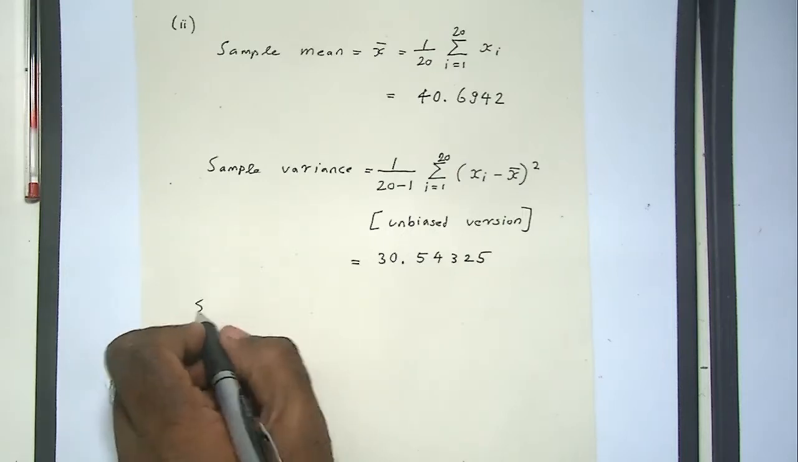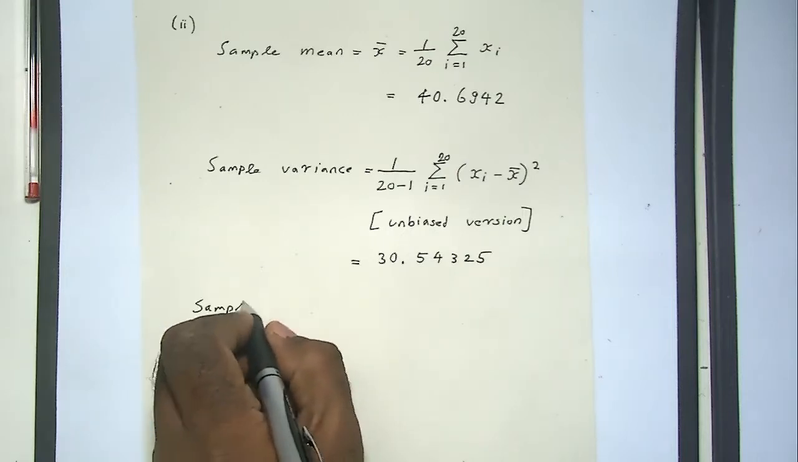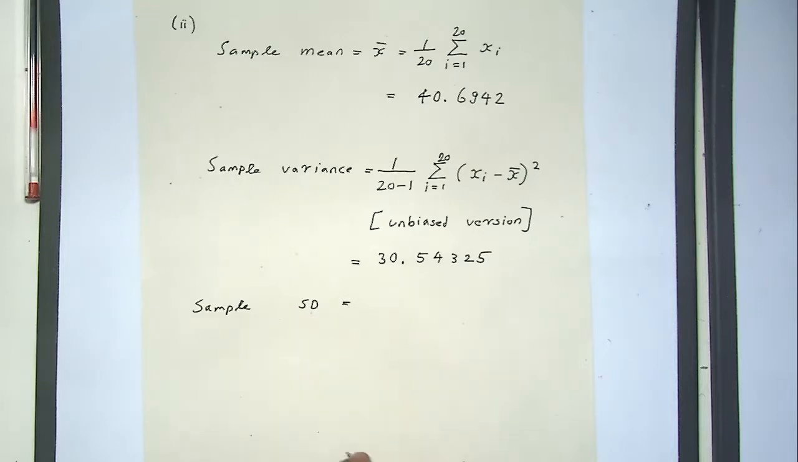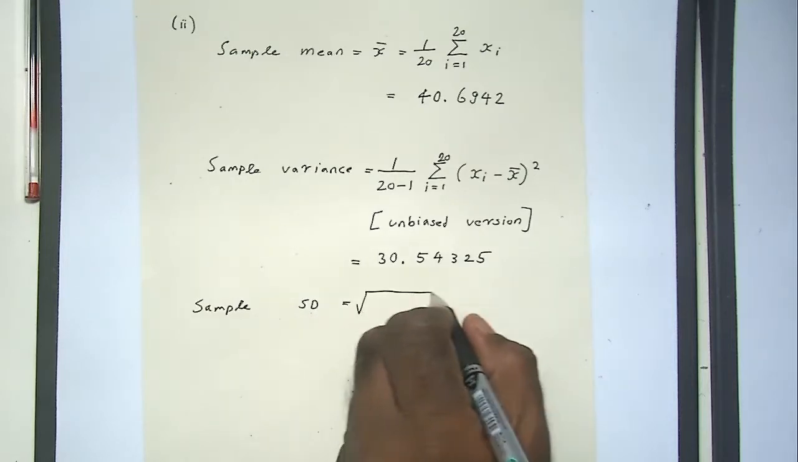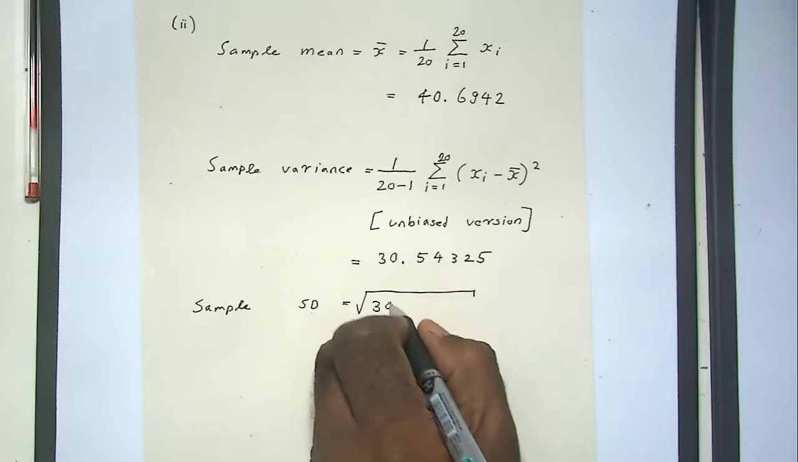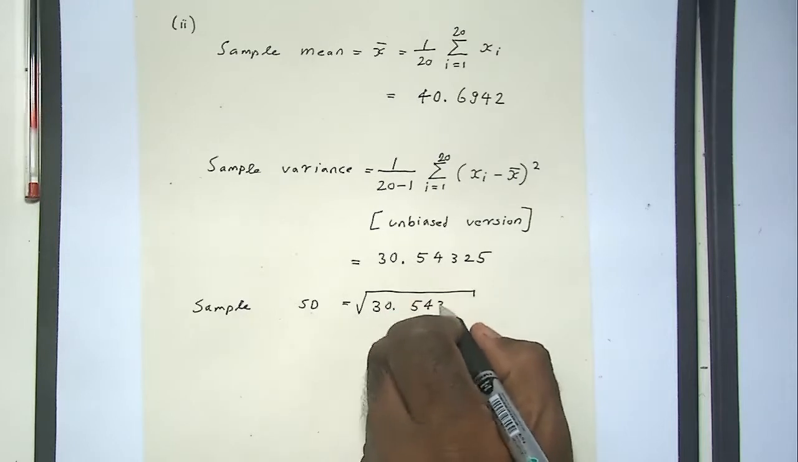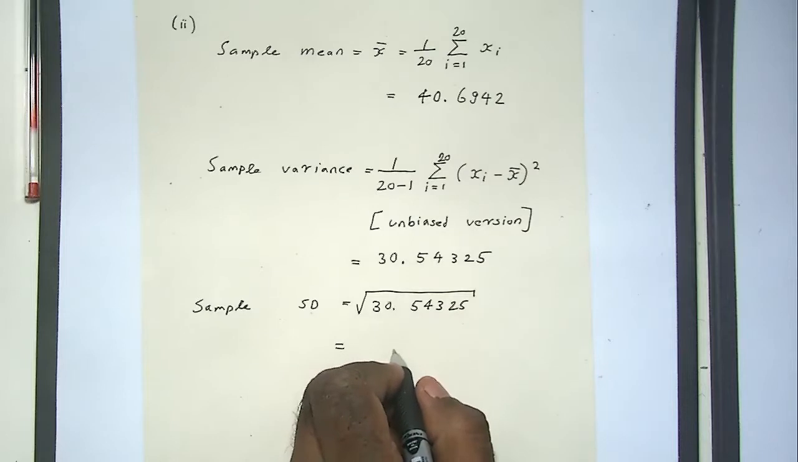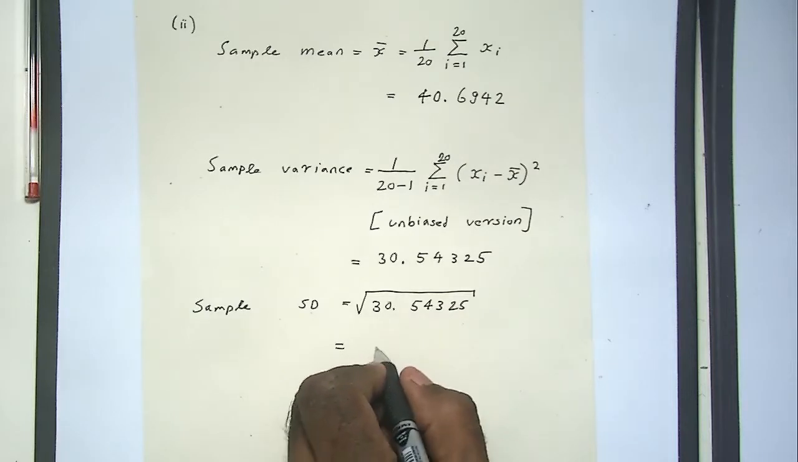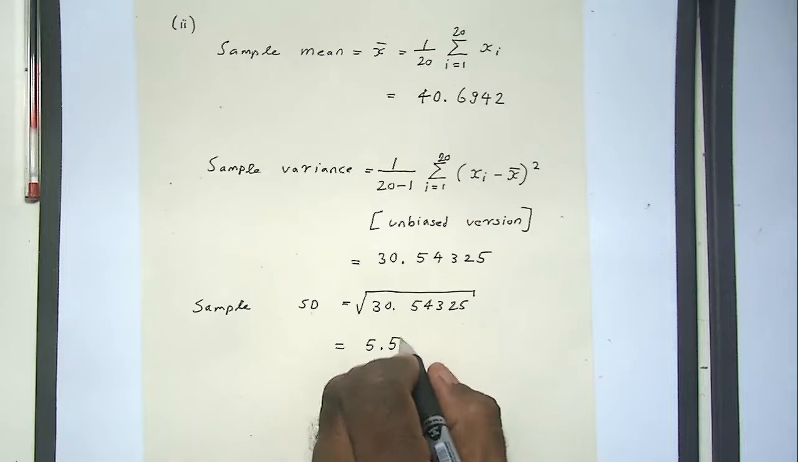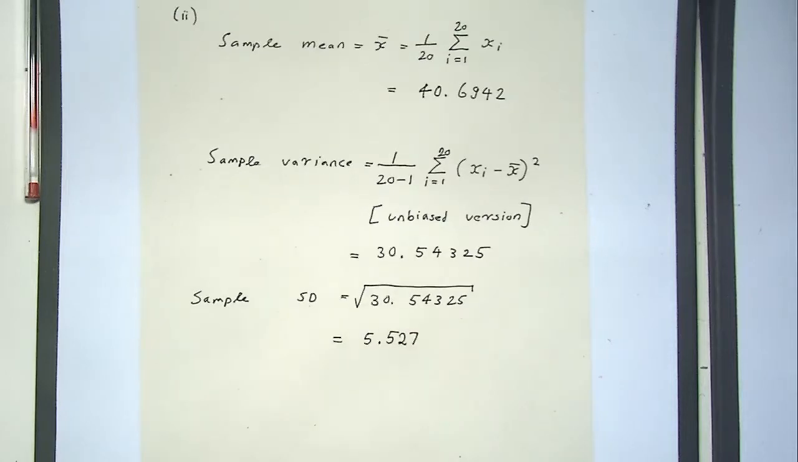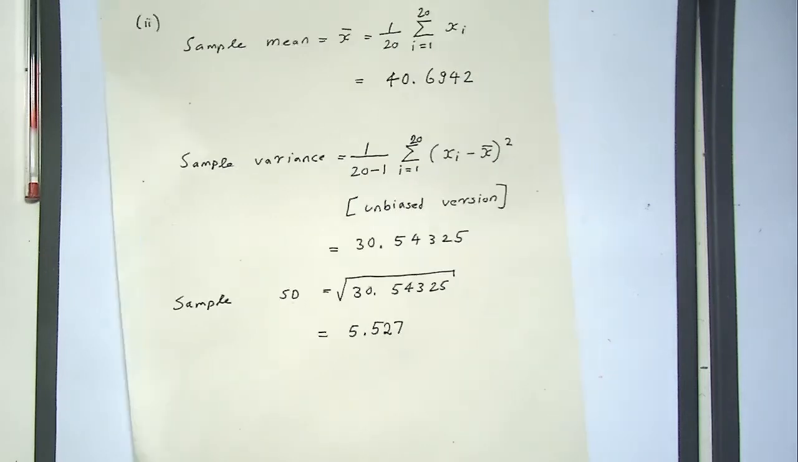And finally, the sample standard deviation, or sample SD for standard deviation, is simply the square root of this number, which is 5.527. All right, are you okay with this, guys, or not? Yeah, all right, that's part 2.